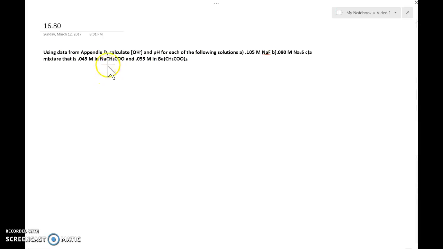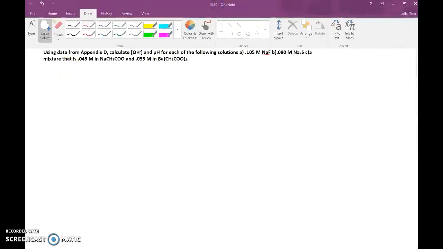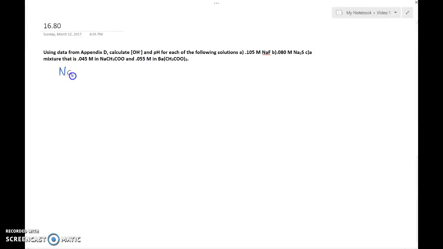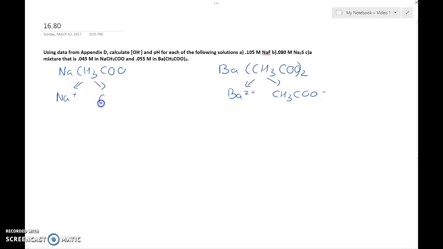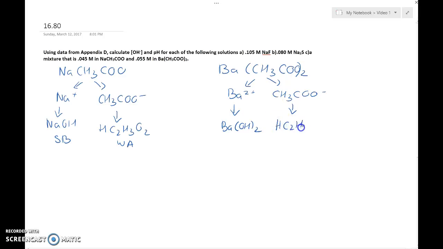NaCH3COO, which we recognize as acetate. We recognize it as acetate. But we have these mixtures, so let me take a look at both of them. Hold on one second. Okay. So Na, doing my usual, breaking it into its ions. Strong base. Weak acid, that's acetic acid. Group 2, strong base. Weak acid.